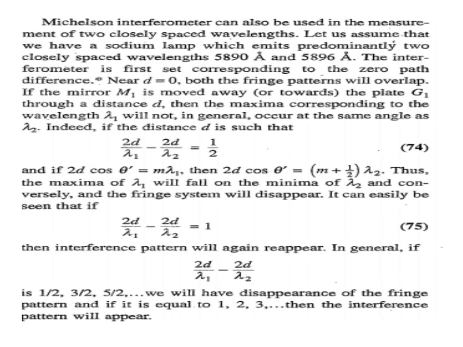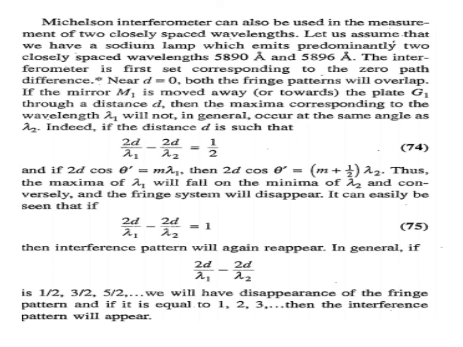The next important use of this device is for the measurement of two closely spaced wavelengths. Let us assume that we have a sodium lamp which emits predominantly two closely spaced wavelengths, 5890 Angstrom and 5896 Angstrom. The interferometer is first set corresponding to zero path difference. Near d equal to 0, both fringe patterns will overlap. So if the mirror M1 is moved away from or towards the plate G1 through a distance d, then the maxima corresponding to the wavelength lambda 1 will not in general occur at the same angle as lambda 2.